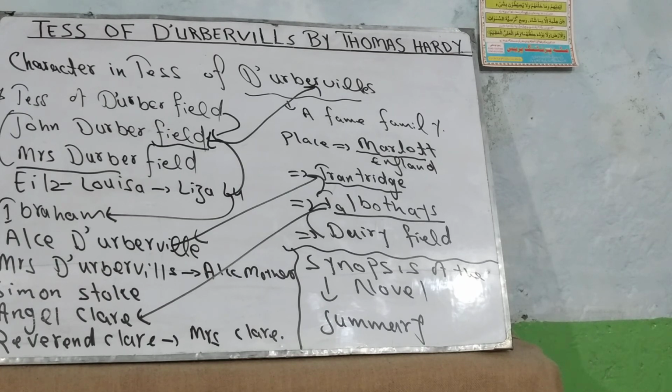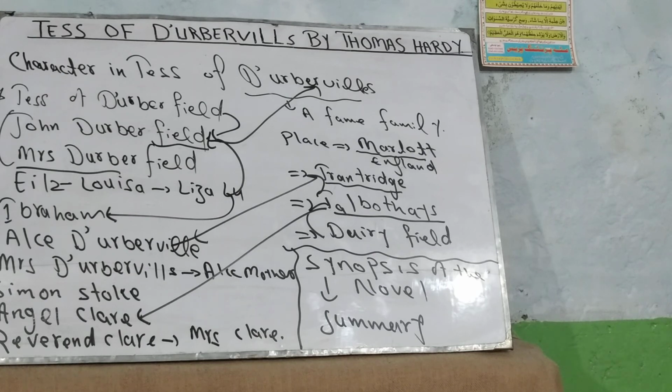Angel did not return. Suddenly, her mother fell ill. She ran to Marlott again to see her mother, ignoring the agreement according to which she was bound to work in Flintcomb-Ash. Then a strange thing happened. Instead of her mother, her father died, as he was the last man to hold the property. Therefore, after the death, they were asked to vacate the house.